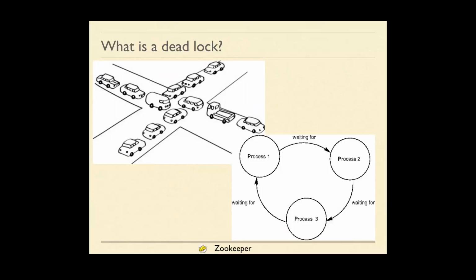These two diagrams show you the deadlock. In the first one, first car is waiting for second, second waiting for third, third waiting for fourth, fourth waiting for the first, and so on. This is a deadlock. Similarly, in this another diagram, process 1 waiting for process 2 to finish, process 2 waiting for process 3 to finish, and process 3 waiting for process 1 to finish. And that's a circular dependency. So they will keep on waiting for each other forever and will never finish. This is deadlock.